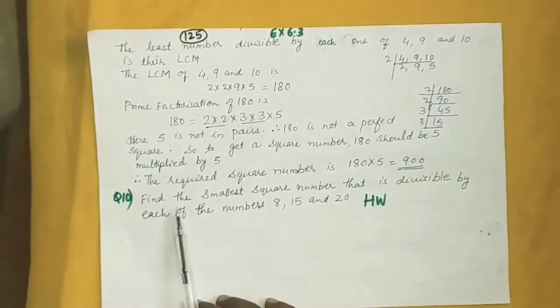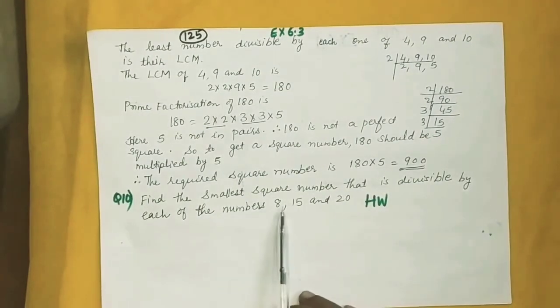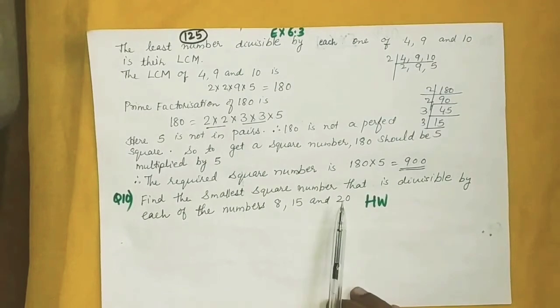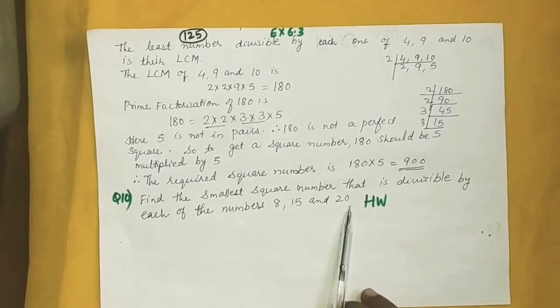Now question number 10. Find the smallest square number that is divisible by each of the numbers 8, 15 and 20. It is the same type of question, you can do it as homework. First, what you have to do? First take their LCM.